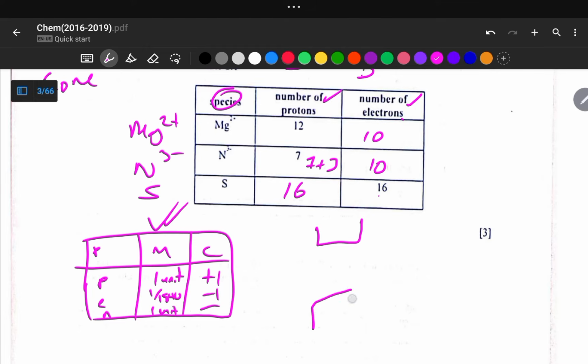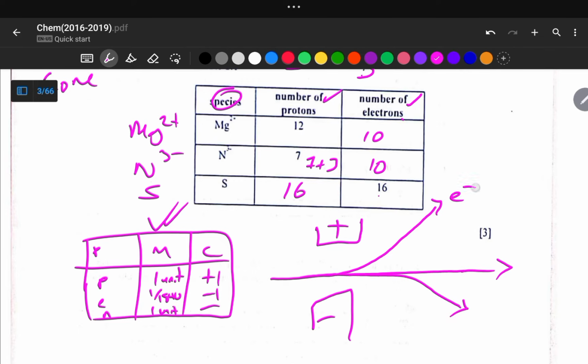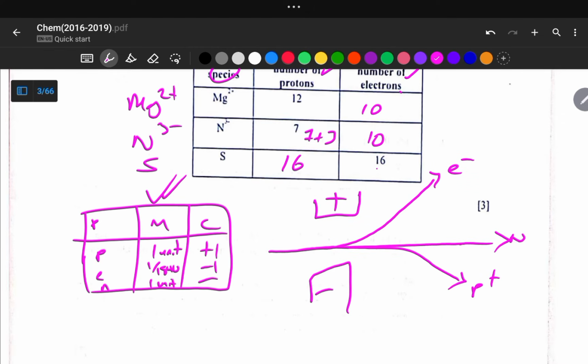So let's say we've got these 2 electrodes, this one the positive, this one the negative, and then we have this spectrum, right? So here we've got electrons, and then here protons, and then here neutrons. So neutrons are not deflected within the electric field.